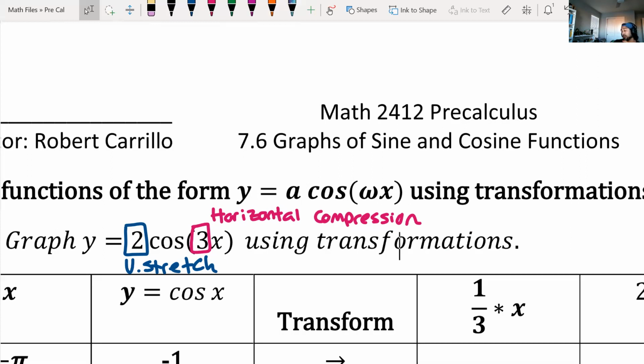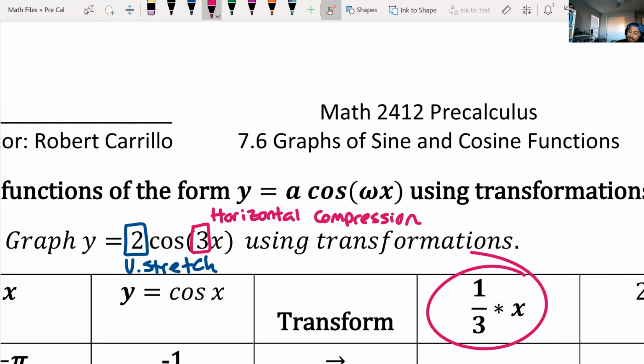So with horizontal compressions or stretches, the easiest way to figure out what to multiply by is you always multiply by the reciprocal of whatever number's in there. So that's why if there's a 3x in there, it's a compression, because when we do our transformations, we're going to multiply all our x values by 1/3, the reciprocal. So horizontal compressions, you always think opposite.